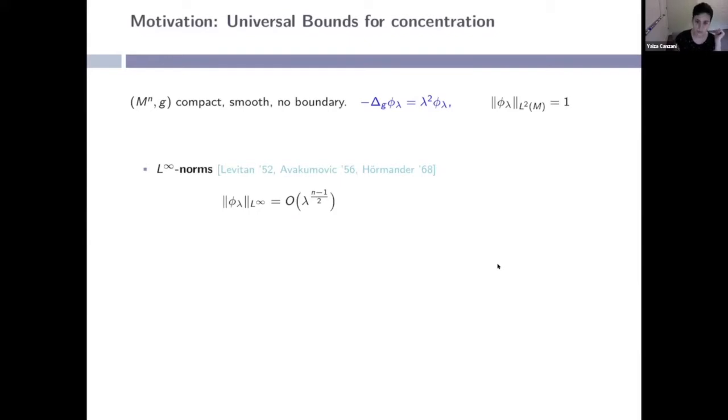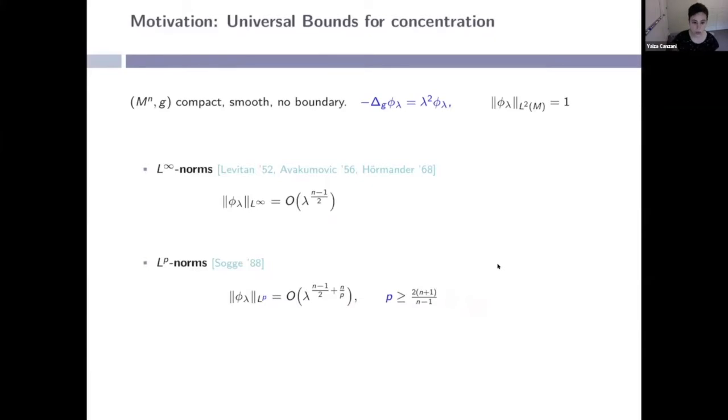And if you want to move from L infinity norms to general LP norms, we have Sogge's bounds, which say that the LP mass of an eigenfunction is bounded now by lambda to the (n minus 1) over 2 minus n over p. This only works when p is bigger than this number over here. This is what we call the critical exponent. And of course, when p is equal to infinity, then this bound becomes the one that we have upstairs.